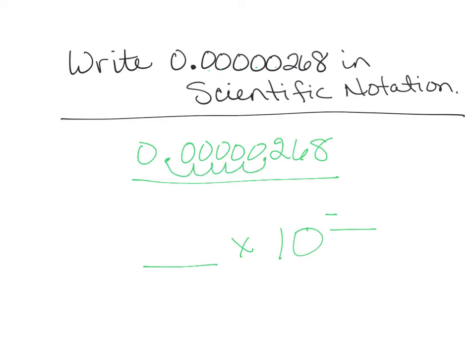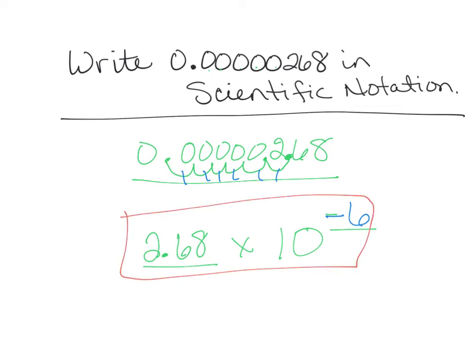This is still not right because it's still smaller than 1. Now I move it here. Here's where I'm going to stop. My first number, 2 and 68 hundredths. And I jumped 1, 2, 3, 4, 5, 6 times. So I'm at a negative 6. And there's my answer. 2 and 68 hundredths times 10 to the power of negative 6.